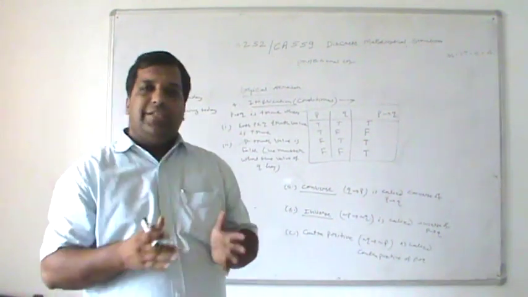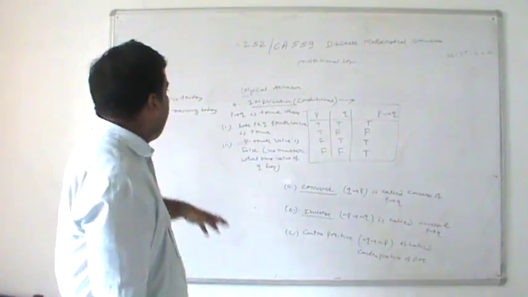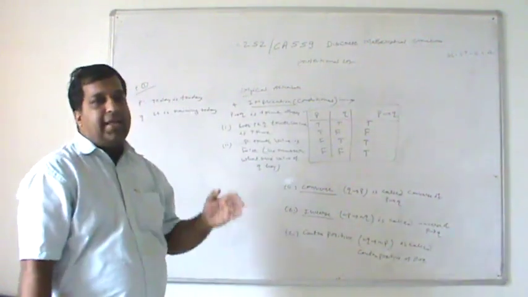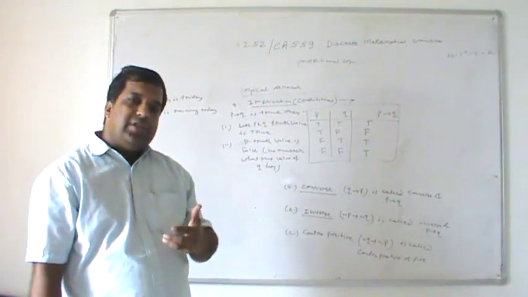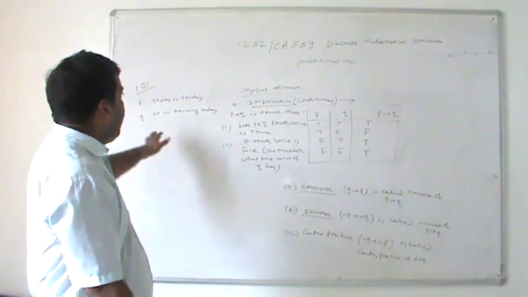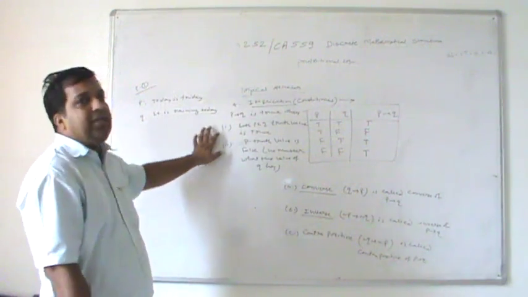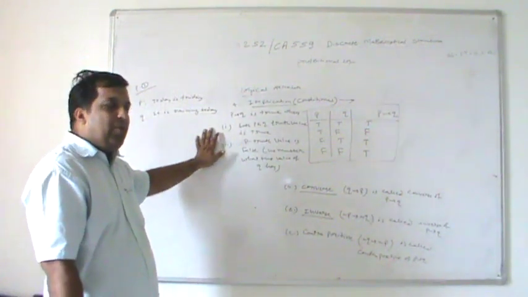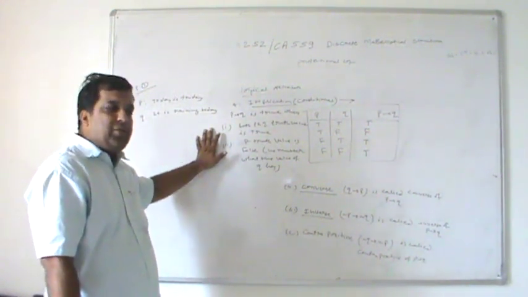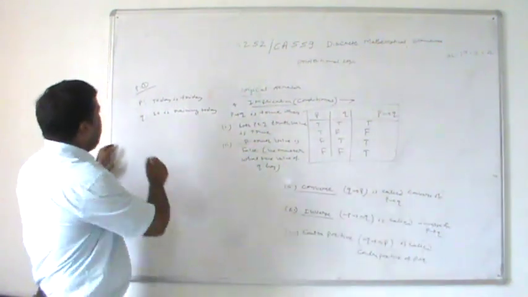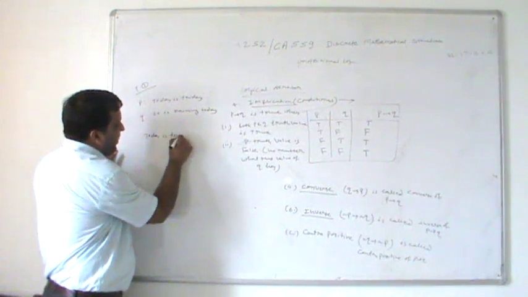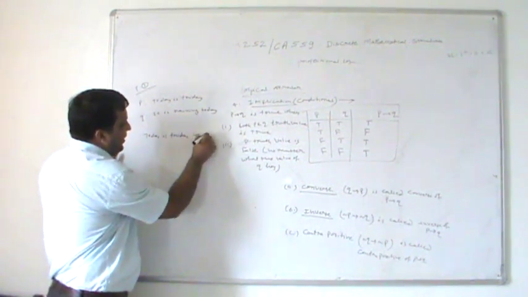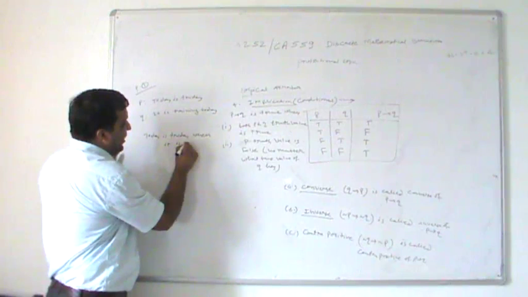In the form of conjunction, it is simply the AND operation. We can write the sentence: today is a Friday and it is raining today. That is the form of conjunction. In the form of disjunction, we can write: it is a Friday or it is raining today. So how can we represent it in the form of implication? In the implication, we can write: today is Friday when it is raining.